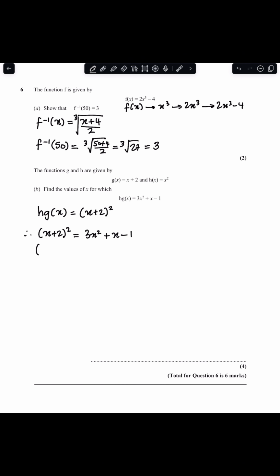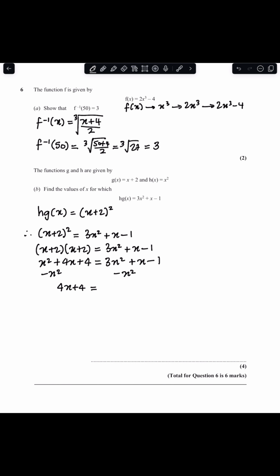So I can rewrite the left hand side as (x plus 2) multiplied by itself, and that's going to equal the right hand side. And so I'm going to expand and simplify the left hand side, so that gives me x squared plus 4x plus 4, and that equals 3x squared plus x minus 1. And so what I'm going to do next is subtract x squared from both sides. So my left hand side simplifies to 4x plus 4, and the right hand side simplifies to 2x squared plus x minus 1. I'm going to swap these, so I'm going to write this as 2x squared plus x minus 1 and set that equal to 4x plus 4.